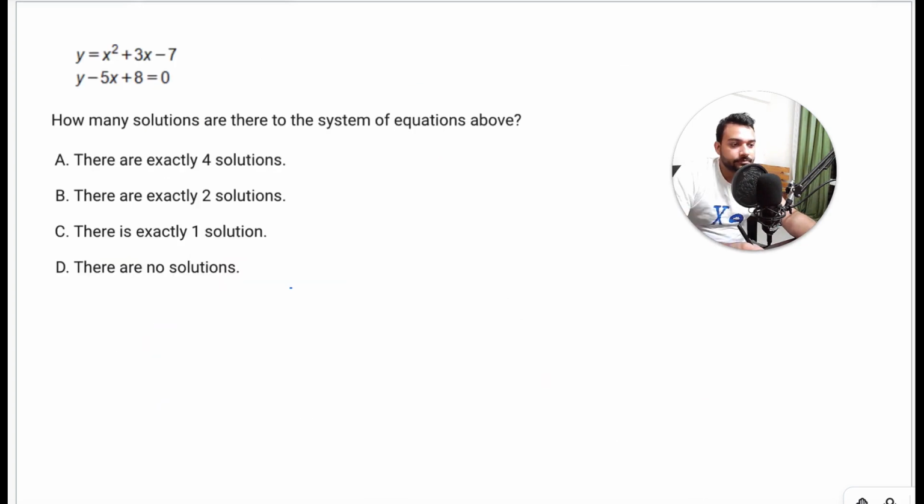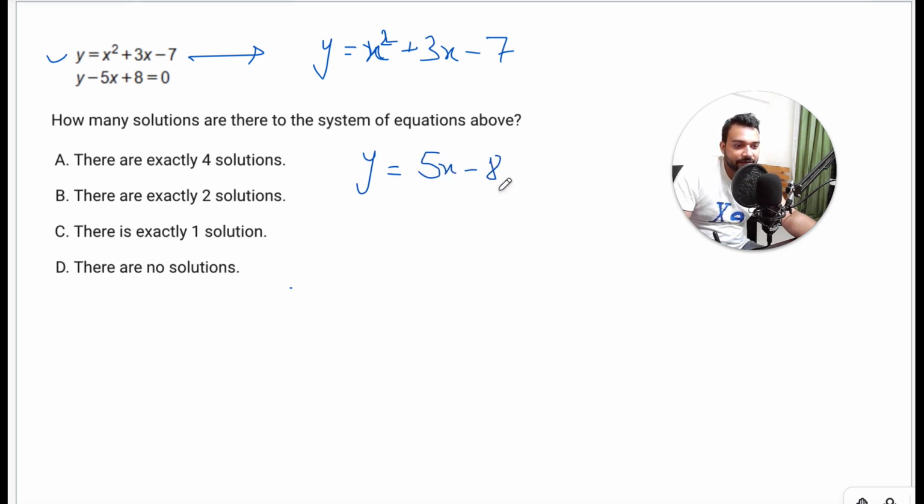Let's move on. y is equal to x squared plus 3x minus 7, first equation. y minus 5x plus 8 is equal to 0, second equation. How many solutions are there to the system of equations above? Okay, so this is a quadratic equation, y is equal to x squared plus 3x minus 7. And the second one is a linear equation, y is equal to 5x minus 8. I just rearranged the terms in the equation to present it like this.